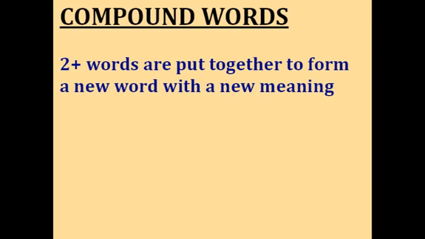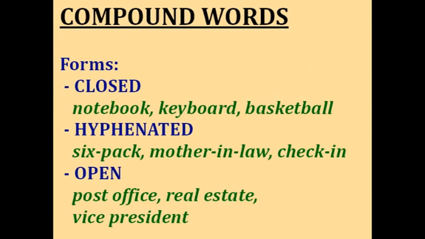Compound words are when two or more words are put together to form a new word with a new meaning. Now there are three forms of compound words. The closed form, where the words are together, like notebook, keyboard, and basketball. The hyphenated form, where the words are connected or joined by a hyphen, like six-pack, mother-in-law, and check-in.